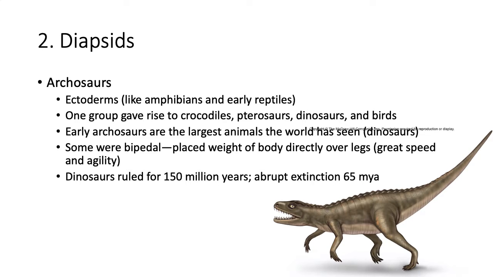This group is responsible for some of the largest animals that the world has ever seen, aka dinosaurs. Some were bipedal, which means they're placing their weight directly over their legs, and as a result, they got great speed and agility from this posture. And you know, dinosaurs, they ruled for 150 million years until an asteroid or a comet, whatever it was, struck Earth and caused a mass extinction 65 million years ago. So who knows where mammals would be if they were not wiped out.